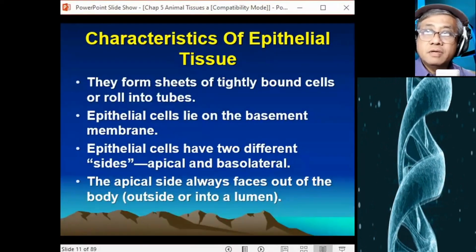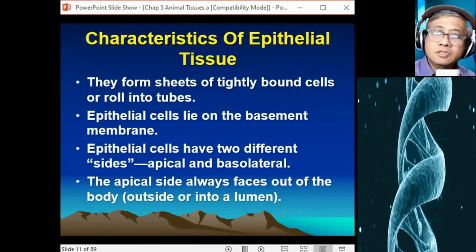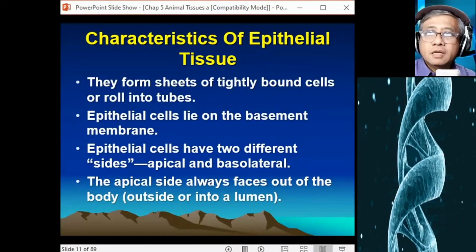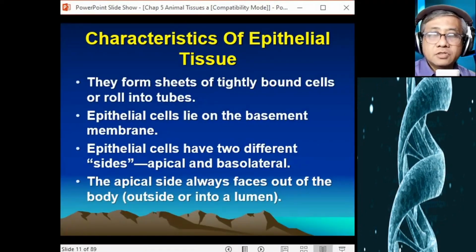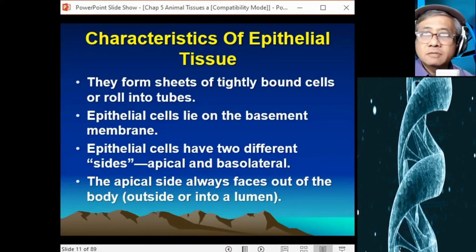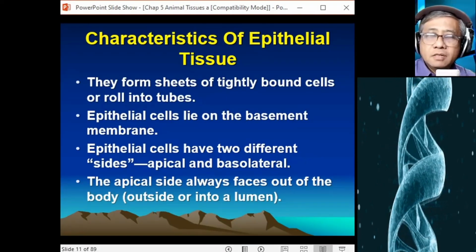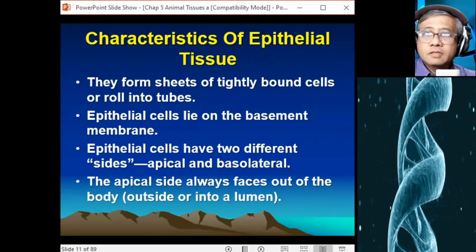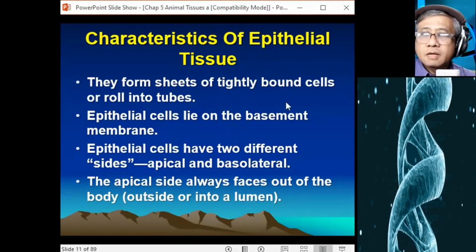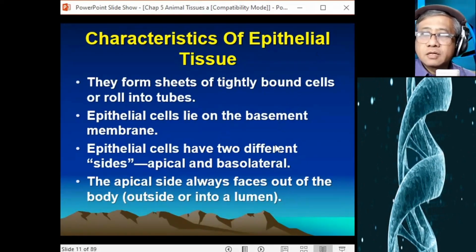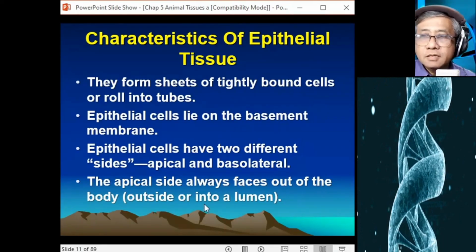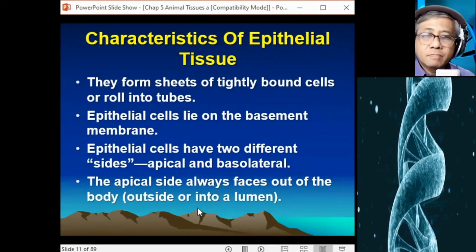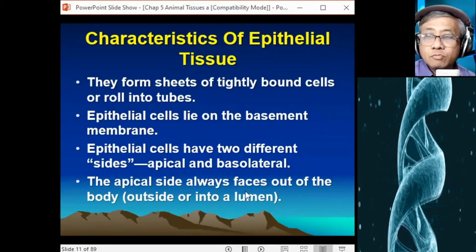Okay, so that's the appearance of epithelial tissues, more or less. And epithelial cells lie on the basement membrane. So may basement membrane siya. Alright, next, epithelial cells have two different sides, the apical and basolateral. Now, the apical side always faces out of the body, or outside, or into a lumen.